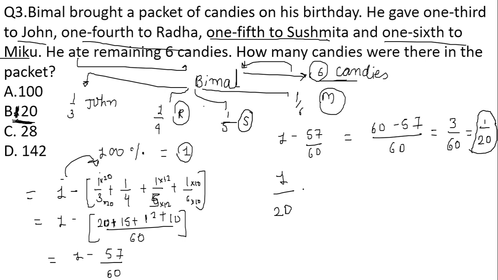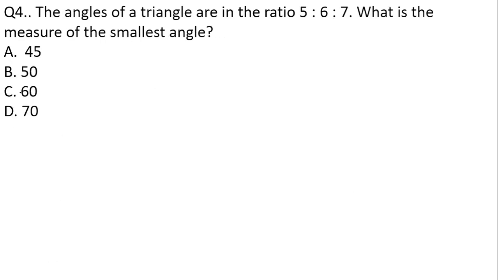So this is equivalent to how many chocolates? This is equivalent to 6 candies, because the left out chocolates are 6 candies, as well as the left out amount with Bimal is 1 upon 20. So this is going to give me 120 candies. Got it? So the correct answer for the given question is option B, not 20 candies, it is 120 candies. Okay. Moving on to the next question now.